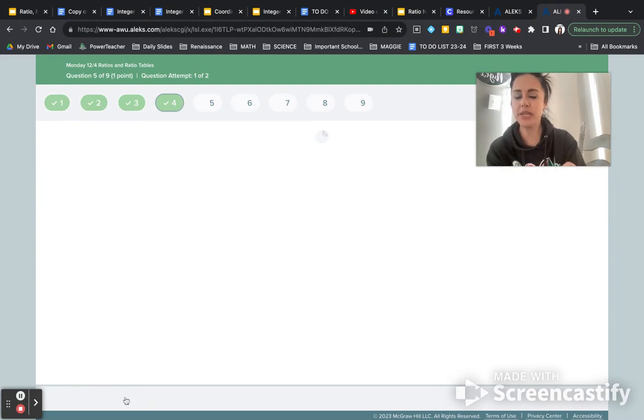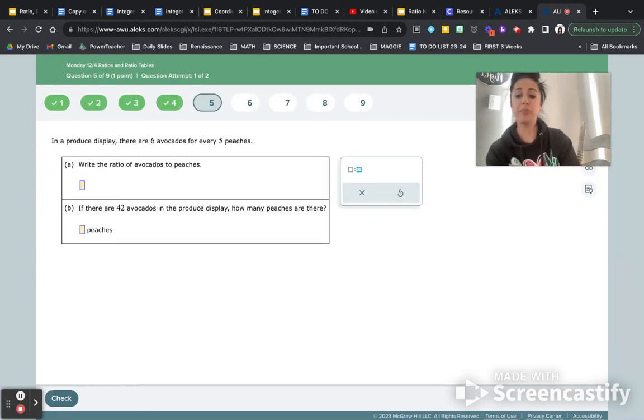Okay, here we go. Another one. In a produce display, there are 6 avocados for every 5 peaches. Hopefully, you know, like the produce department in the grocery store. That's where we're going to find your veggies and your fruits. Okay. So write the ratio of avocados to peaches. And in the actual example, avocados and peaches, it's in that order. So I can keep the order as 6 to 5, right? Can it be simplified? No. If there are 42 avocados in the produce display, how many peaches are there?